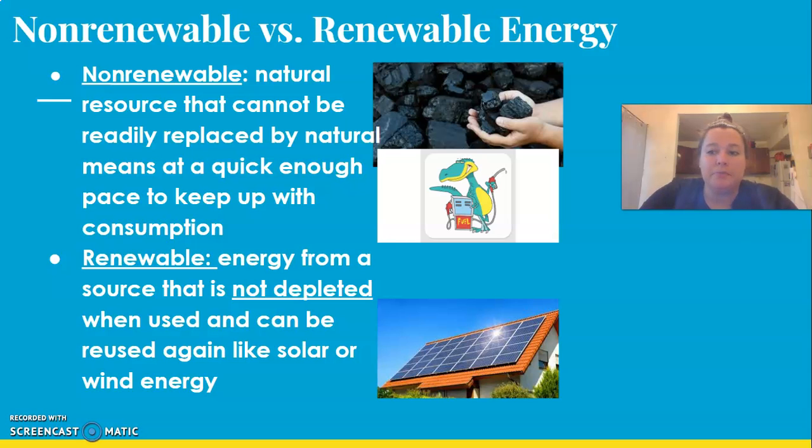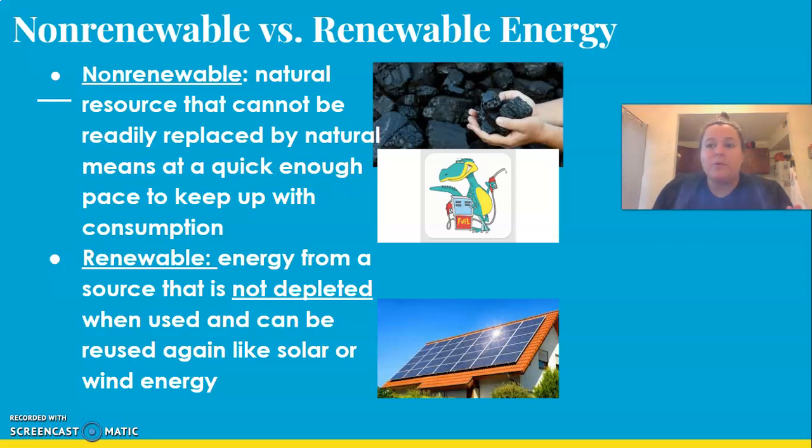All right, so two things that you need to know about our energy sources. We have two major types of energy sources. We have energy that we use up within our lifetime, and then we have energy that can be reused over and over again. So let's first go over the one that we constantly use up, and that's the non-renewable. Non-renewable is a natural source of energy that cannot be readily replaced by natural means at a quick enough pace to keep up with consumption. So basically that just means we use a lot of it and it can't be replaced within our lifetime.